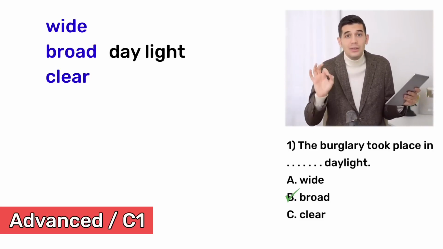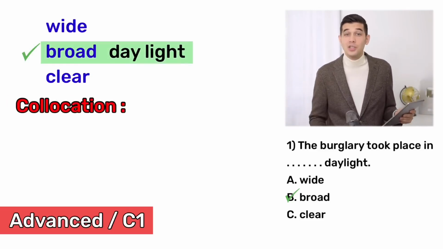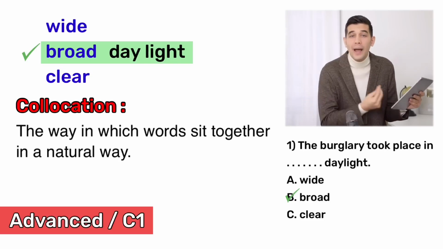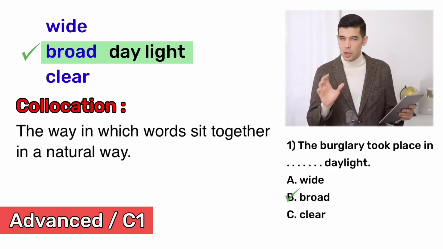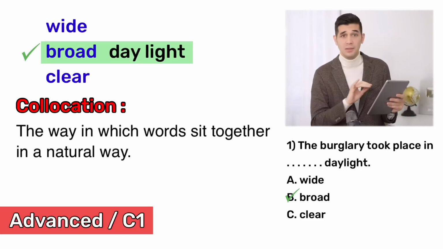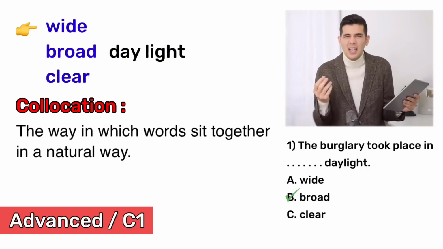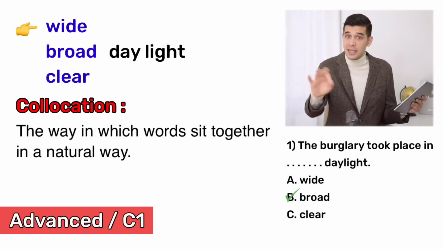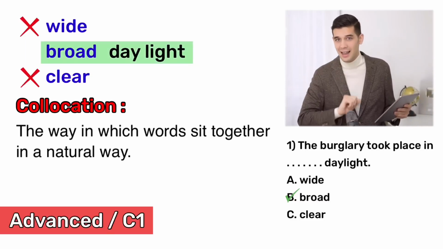But why only broad? Because it is a collocation. What is a collocation? Collocations are the way in which words sit together in a natural way. So if you say broad daylight, it makes complete sense and it sounds natural. But if you say wide daylight, it's weird. It sounds incorrect, and it is incorrect because it is not the right collocation, broad daylight.